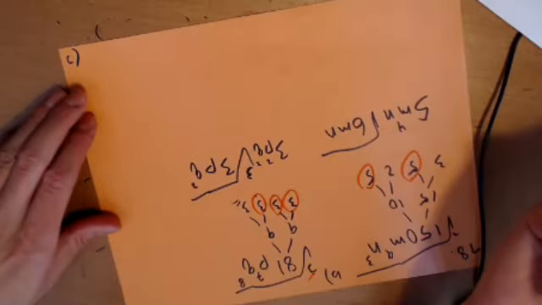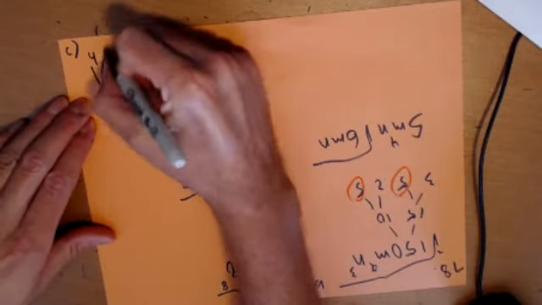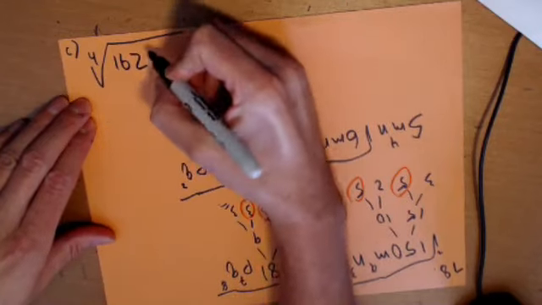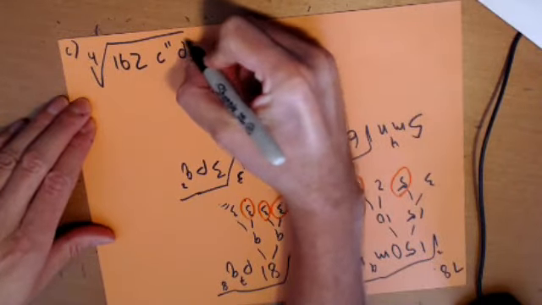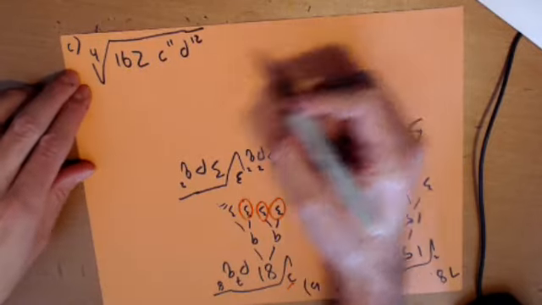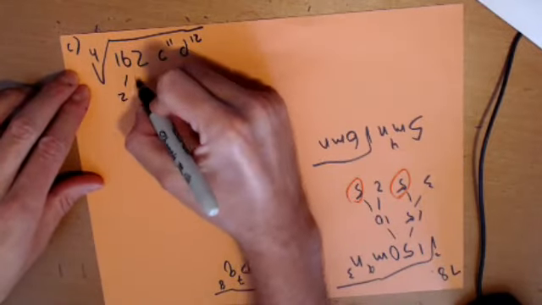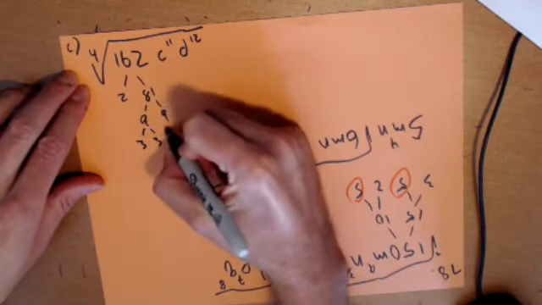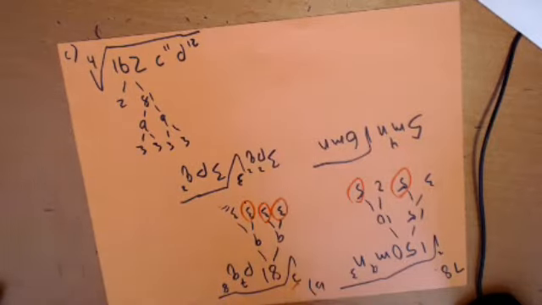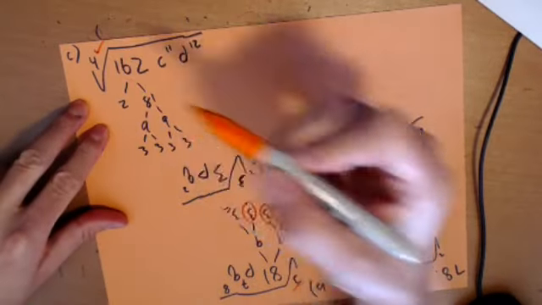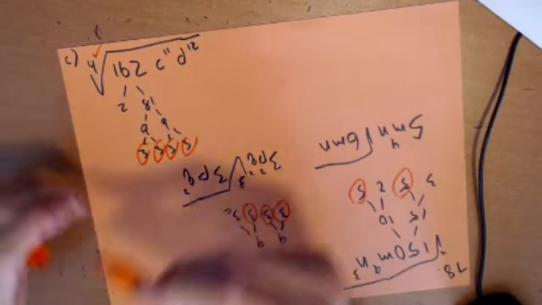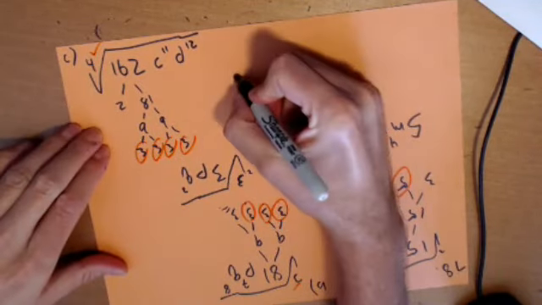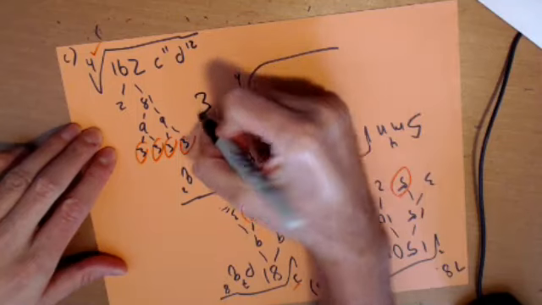78C, ooh, 4th root. So 78C, 4th root, 162, C to the 11th, D to the 12th. So the 162, that's going to be 2 and 81, 9, 9, 3, 3, 3, 3. We need to circle 4 things. 1, 2, 3, 4. So that means a 3 escapes. So put the 4th root. A 3 escapes. A 2 does not escape.